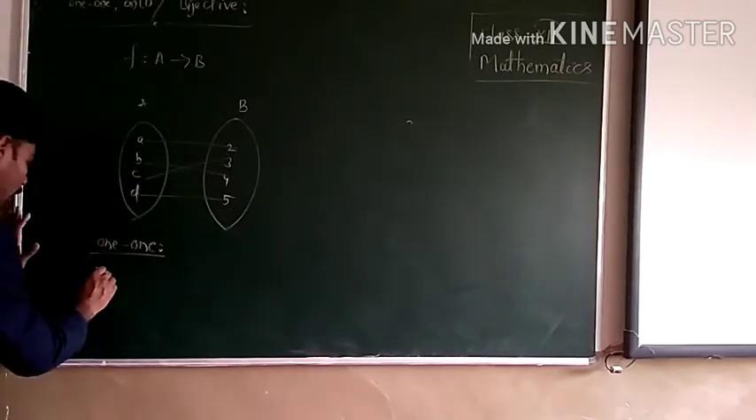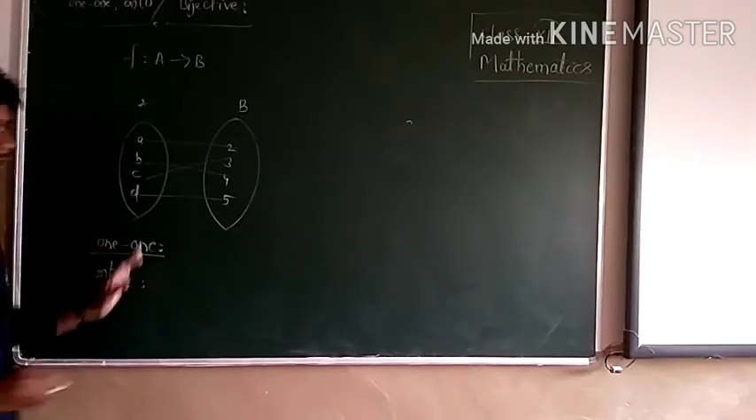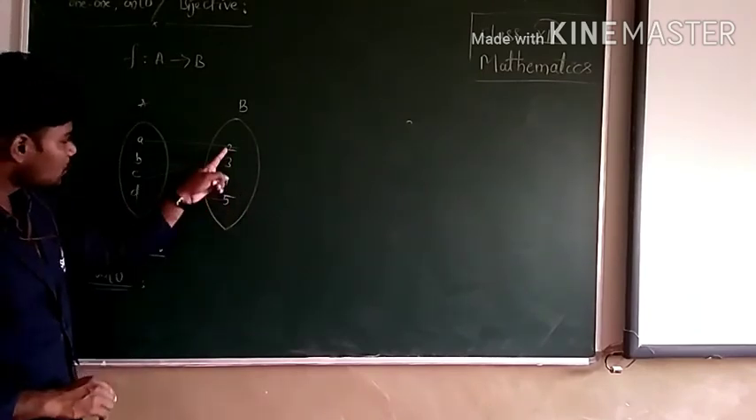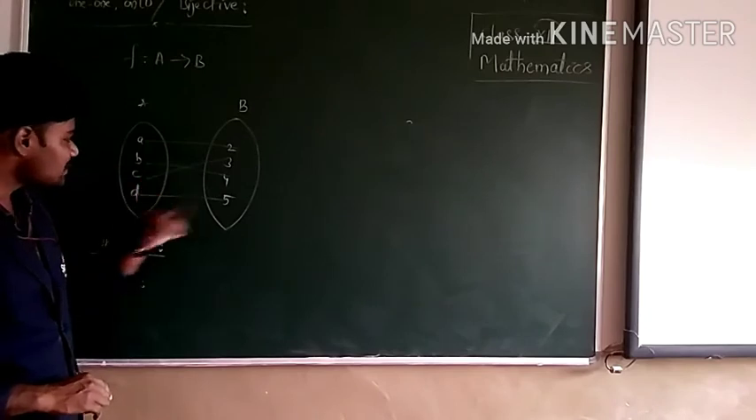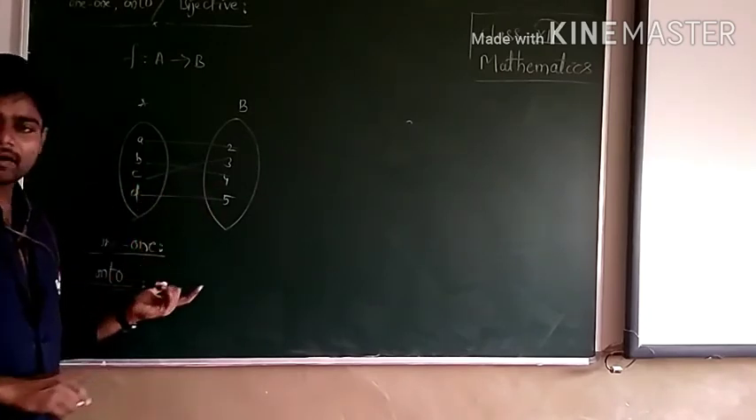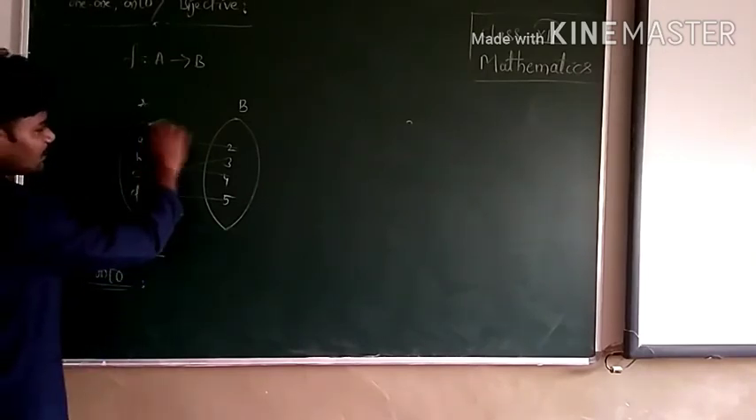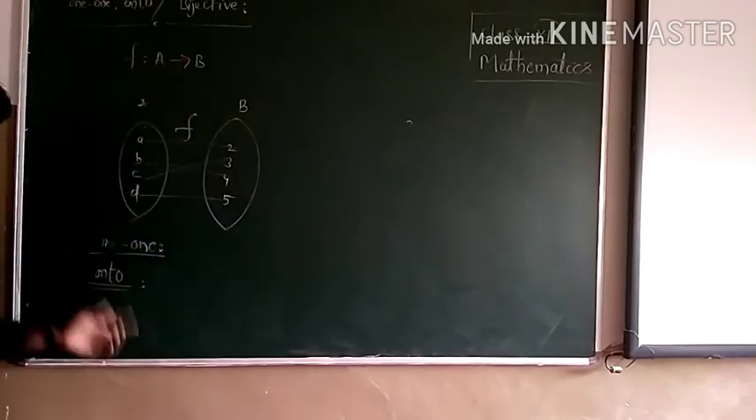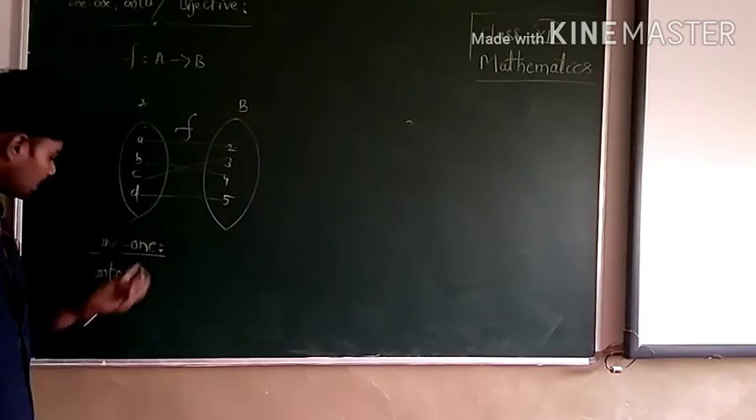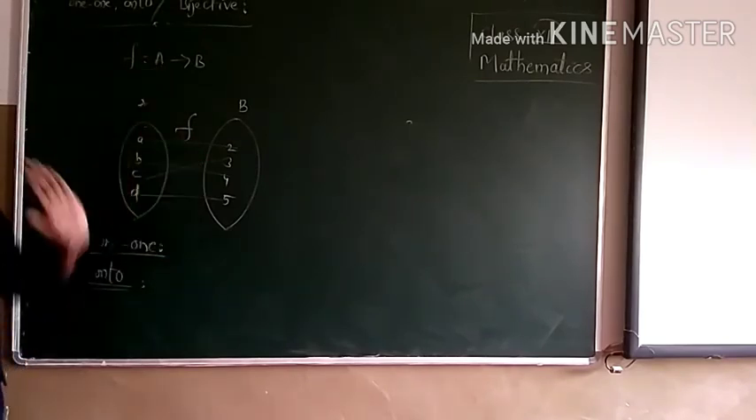Next let's see the onto function. Every element in B has a pre-image in A. Right? So 2 has an image, 3 has an image, 4 has an image, and 5 also has an image. So that's why it satisfies the onto condition also. So this function is said to be a bijective function, because it satisfies the one-one function and onto function. So we conclude that this function f: A to B is a bijective function.